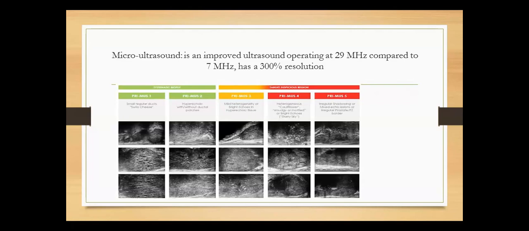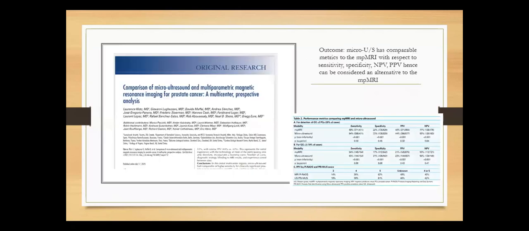It's a 29 megahertz, and it has almost similar grading to the PI-RADS scaling that's used in MRI. It uses PRIMUS 1 to 5. As you go up from 1 to 5, it's more suggestive of malignancy, when you get to around 4 or PRIMUS 4 and PRIMUS 5. And the picture quality is really good.